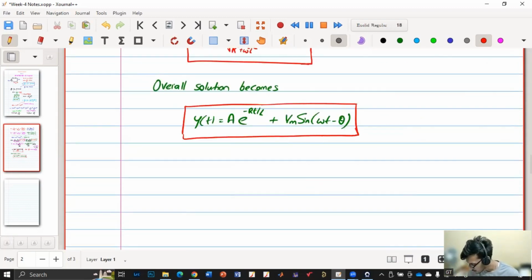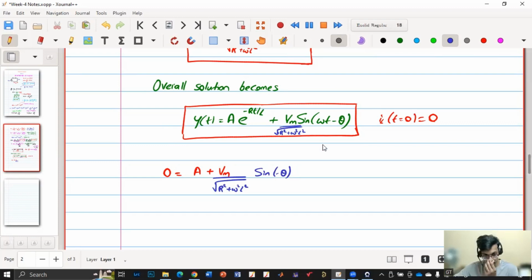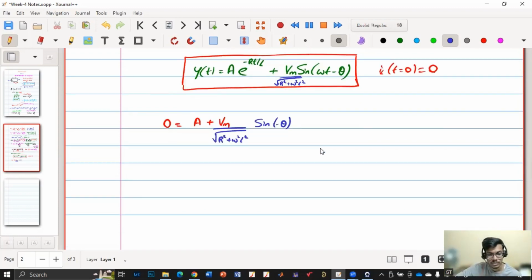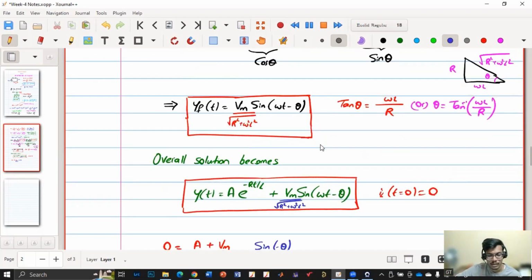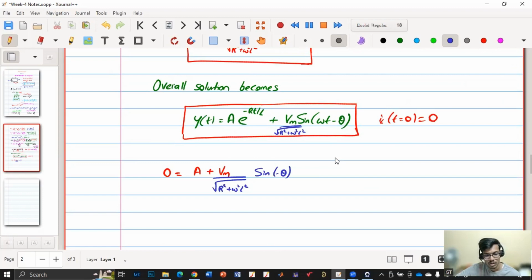We'll put the boundary condition, which we have given, IL at t equals to 0 is equal to 0. So we'll substitute t equals to 0. Then we'll get 0 is equal to A plus Vm by square root of R square plus omega square L square into, at t equals to 0, it will be sine minus theta, right? Right? Or is this fine? Yes, sir. Yes. So now what will be the value of A?